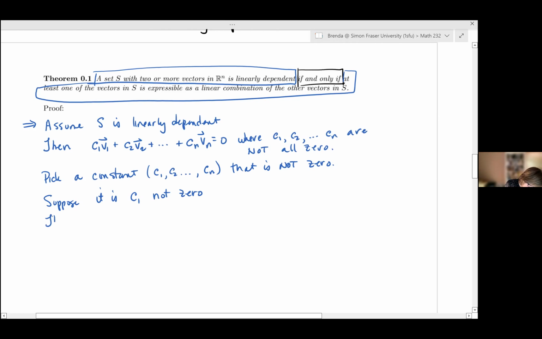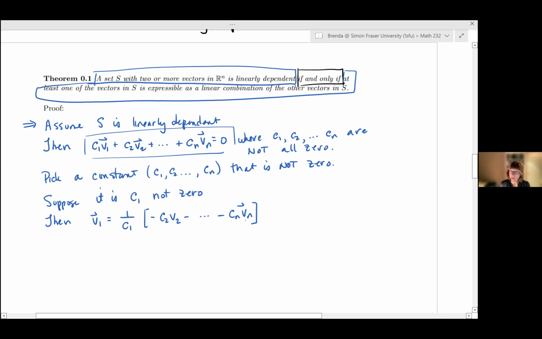Then V1 will be equal to 1 over C1. This is algebra going from this statement here. We know that C1 is not 0, so we can divide through by it. We move everything to the other side and we divide through by C1. Okay, there now our thing is proved, right?